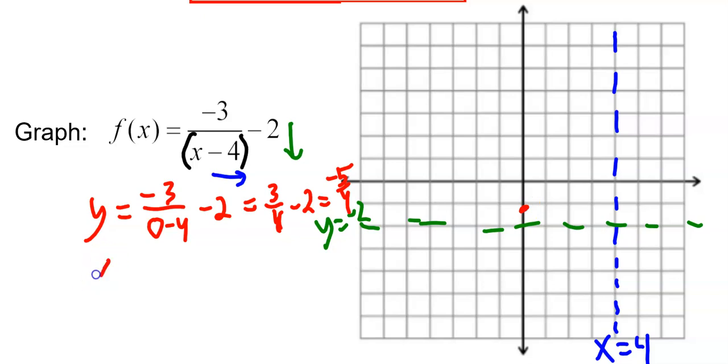And if I solve for y, so let me kind of erase this a little bit.